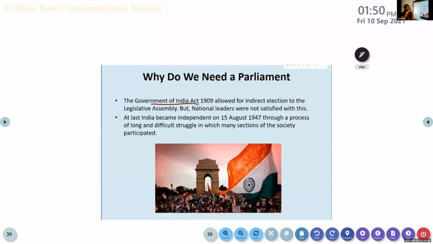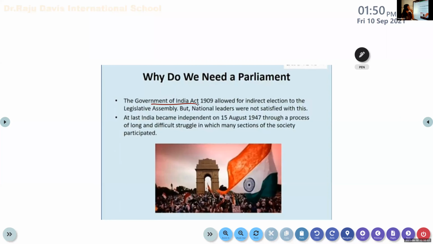See, children, the voters are allowed to elect the candidates, the representatives. That is direct election. But indirect election means that the members were chosen by some selected members.